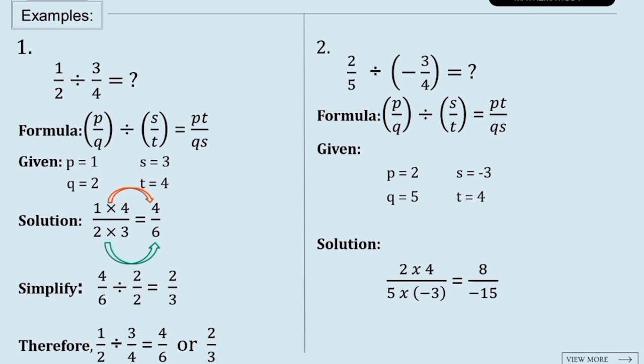So our P is 2 and our T is 4 over our Q is 5 and our S is negative 3. Then multiply 2 times 4 is equals to 8 and 5 times negative 3 is equals to negative 15. Therefore, 2/5 divided by negative 3/4 is equals to 8 over negative 15.